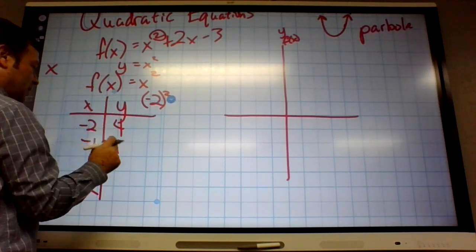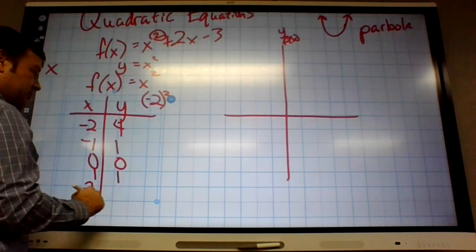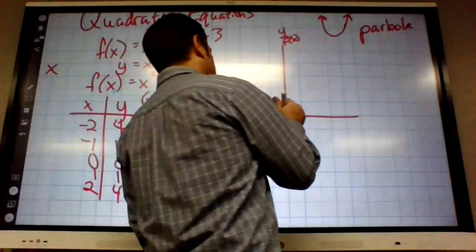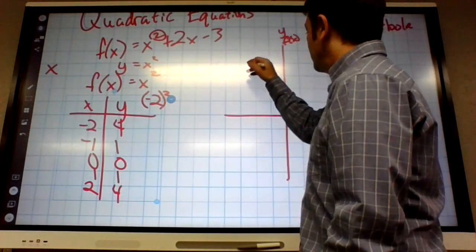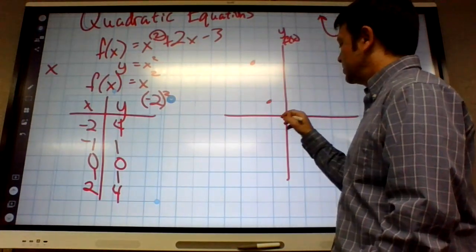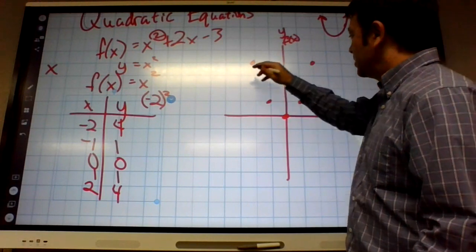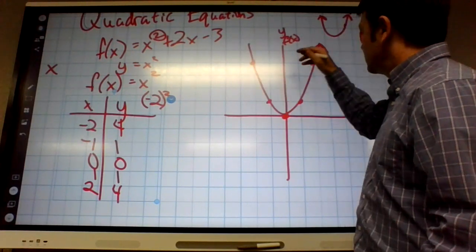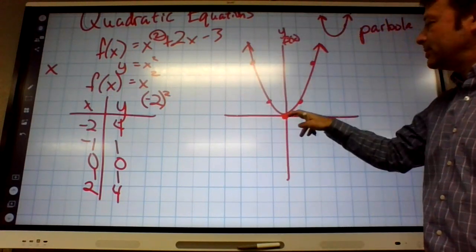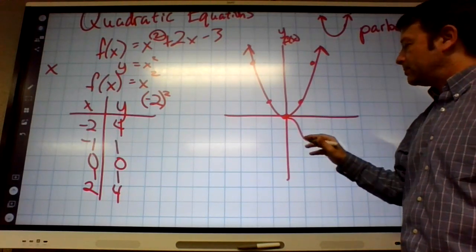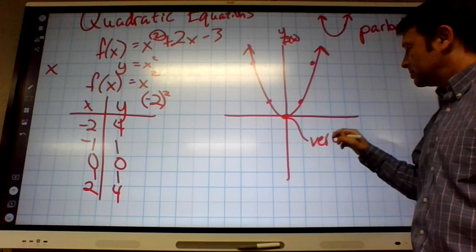Okay, 0 squared, 1 squared, 2 squared is 4. If I graph those points, (-2, 4), (-1, 1), (0, 0), (1, 1), (2, 4), it makes this shape. That's called a parabola. Do you guys recall what this point at the bottom of the parabola is called? It's called the vertex.